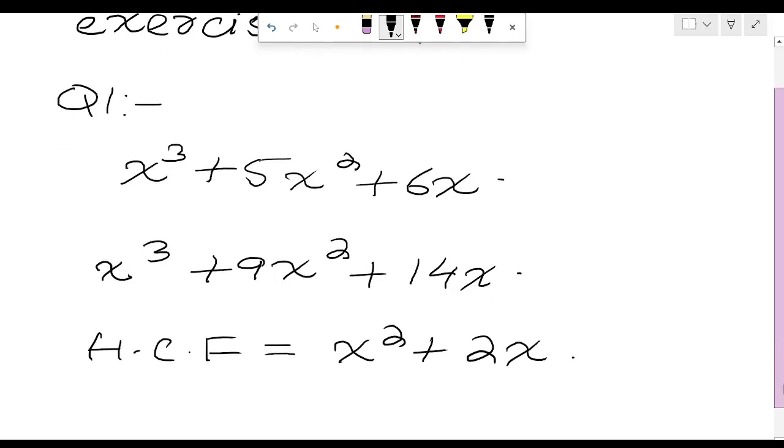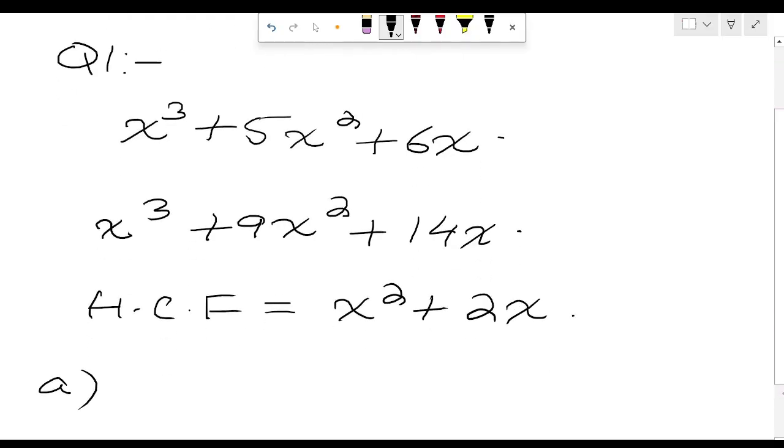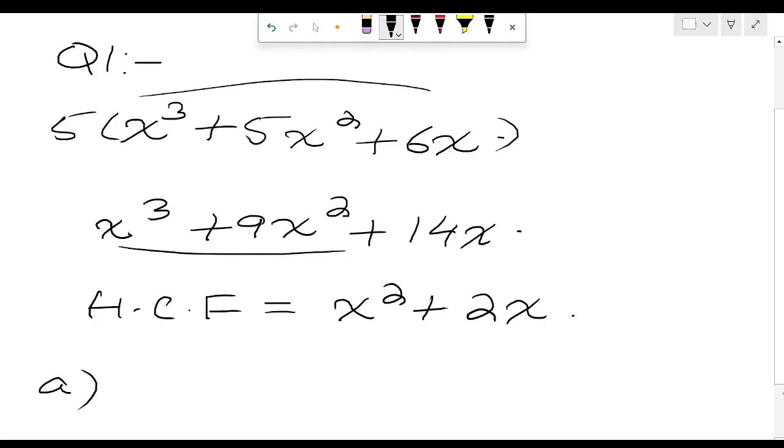Let's see what the first part has to offer. The first part says, what would be the HCF of 5 times the first polynomial and the second? So look, we have the first polynomial and this is the second polynomial. If the first polynomial is 5 bracket this polynomial, this means that throughout this polynomial 5 is being multiplied and the second polynomial remains the same. Then what will be the HCF? So the answer to this question will be the same, that the HCF will remain x square plus 2x.